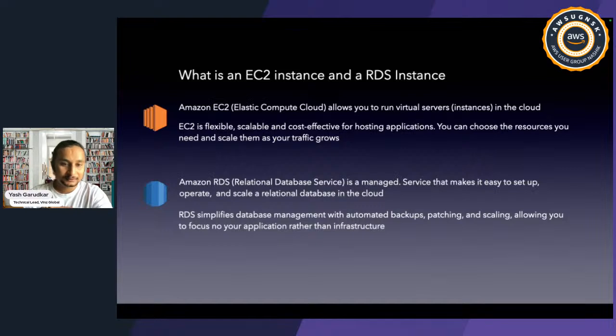Amazon RDS is a managed service that makes it easy to set up, operate, and scale a relational database in the cloud. RDS simplifies database management with automated backups, patching, and scaling, and allows you to focus on your application rather than infrastructure.